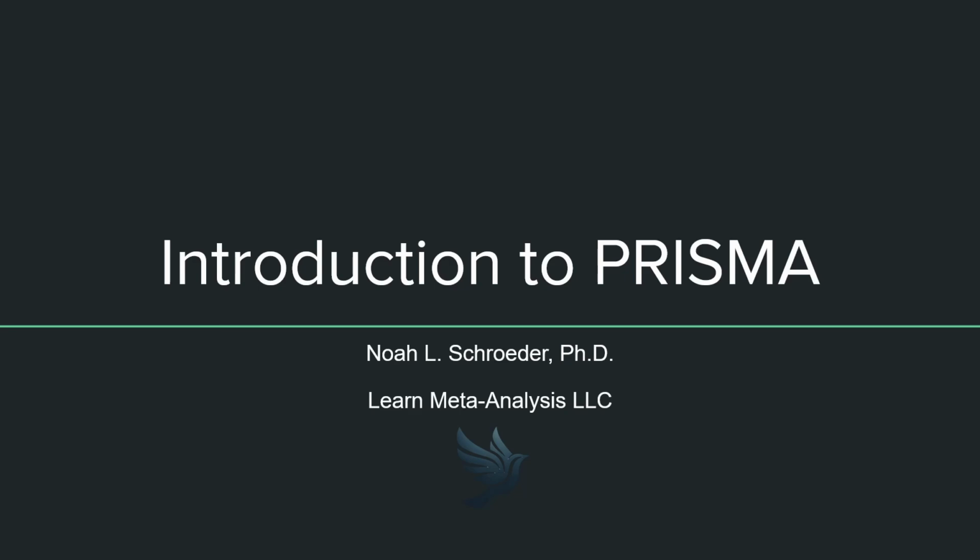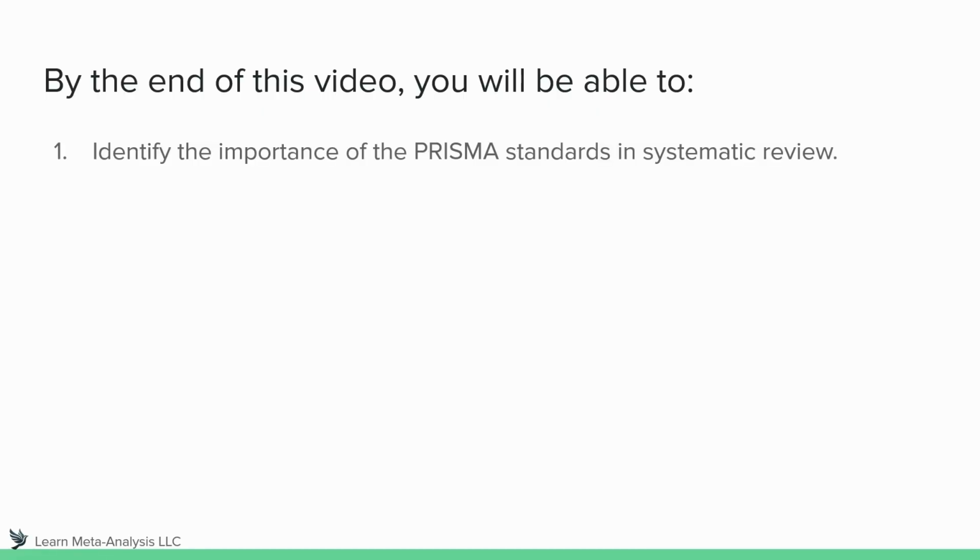So this is going to be a relatively surface level introduction because I really feel the best way to understand PRISMA is to actually read the paper and spend some time looking at the flowchart and looking at the checklist. But I want to introduce you to the main concepts of what PRISMA is, what it's for, and how you need to be aware of it as a systematic reviewer or meta-analyst. By the end of this video, I'm hoping you'll be able to identify the importance of the PRISMA standards in systematic reviews.